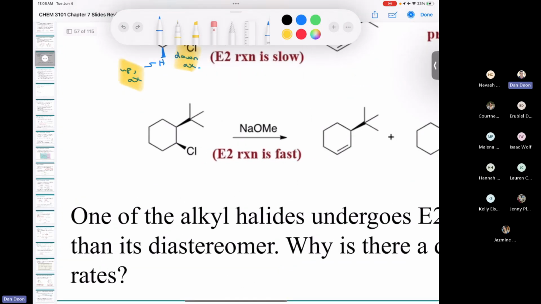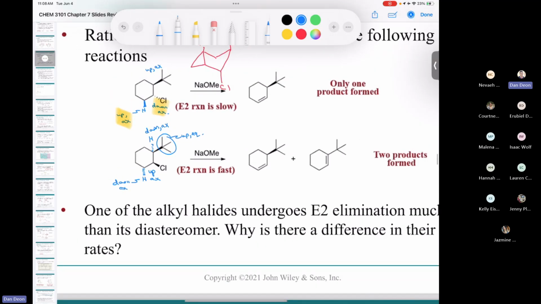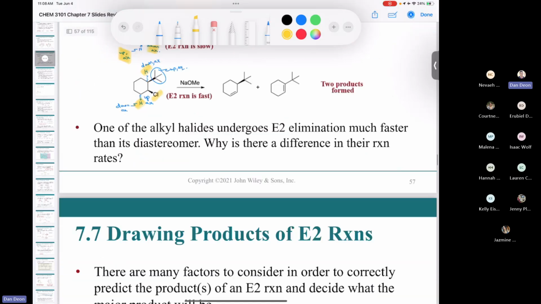Why? Because if the chlorine is up and axial, and this hydrogen is down and axial, we fulfilled the requirement for an E2 elimination, but this hydrogen is going to be down and axial, which means that the tert-butyl group is going to be up and equatorial, and that's not that bad, okay? Having a tert-butyl group in the equatorial position is going to be more favored. And so we're going to get a mixture of products in this case, right? The elimination can occur between the chlorine and this proton or this proton, right? So in that case, we would get a mixture.